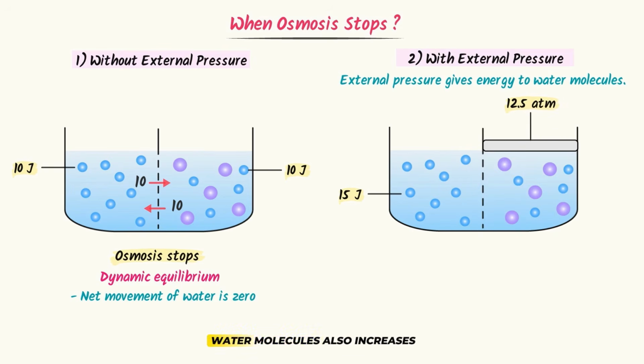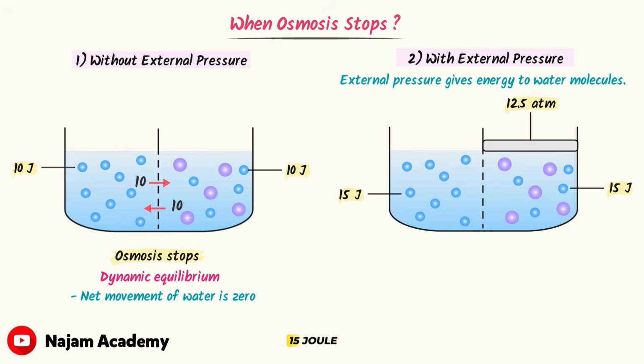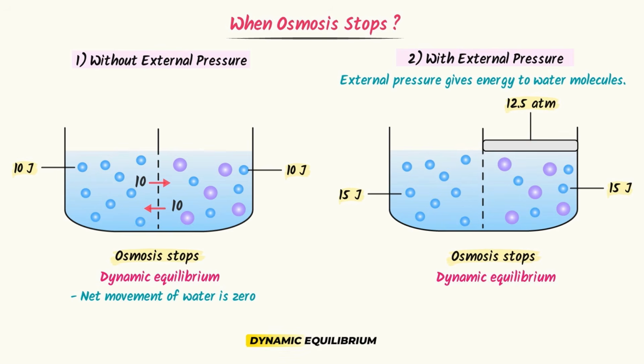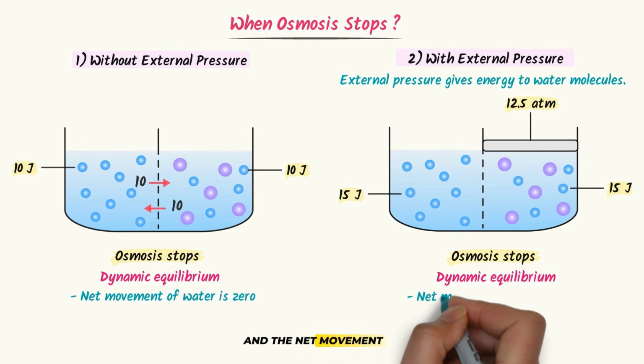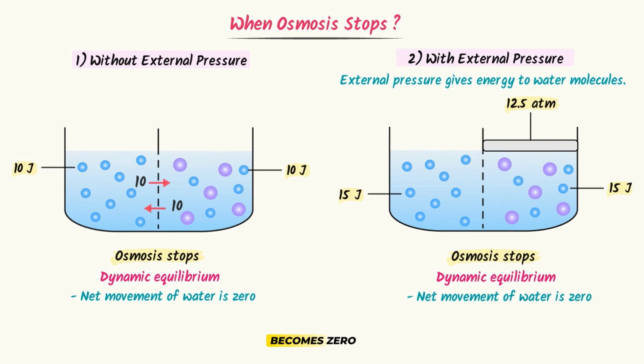The energy of the water molecules also increases. A time reaches when the energy of the water molecules also becomes 15 joule. The energy of water molecules is equal to 15 joule on both sides. Hence, osmosis stops. This stage is called dynamic equilibrium and the net movement of water molecules becomes zero.